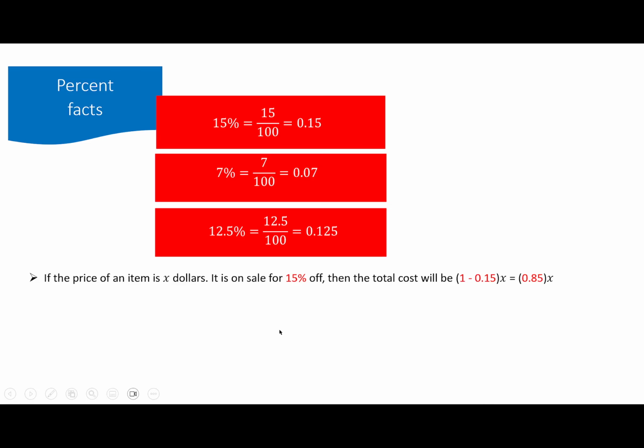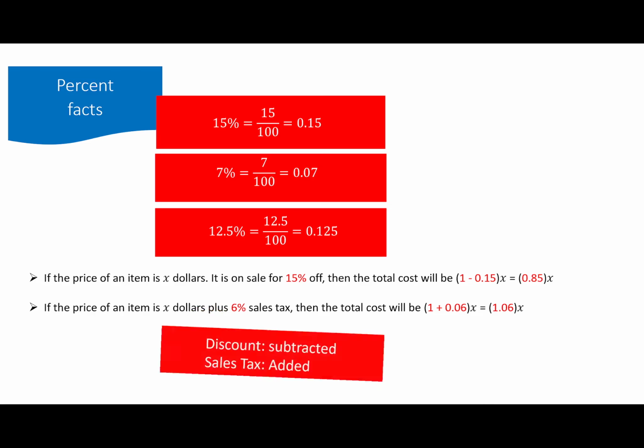Now, if the price of an item is X dollars, and it's on sale for 15% off, then the total cost will be 1 minus 0.15. So we subtract the discount, which gives 0.85 times X. If the price of an item is X dollars plus 6% sales tax, then you need to have 1 plus 0.06. The sales tax is added. You get 1.06X, the final price. So discount, we subtract. Sales tax, we add.